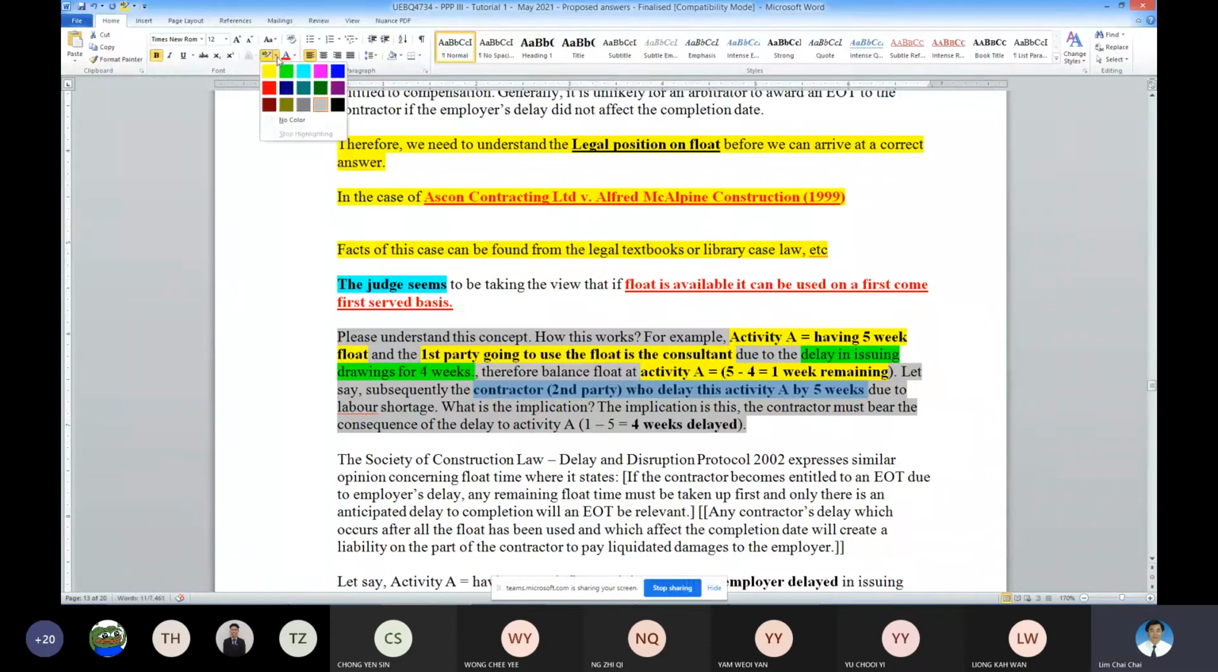So what will be the implication? First come already used up 4 weeks. Now the second one delayed by 5 weeks. So what will be the implication? The balance is only 1 week. You delay by 5 weeks, so it means that the contractor has to bear the consequence of 1 minus 5. That means 4 weeks delay. Okay, so this is the first come first serve principle. If the consultant uses it first, the consultant used the 4 weeks. Balance only 1 week. Whoever is the unlucky one who uses it the second time will be responsible. So this is called the first come first serve principle.